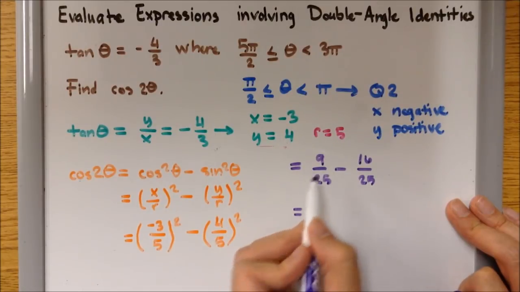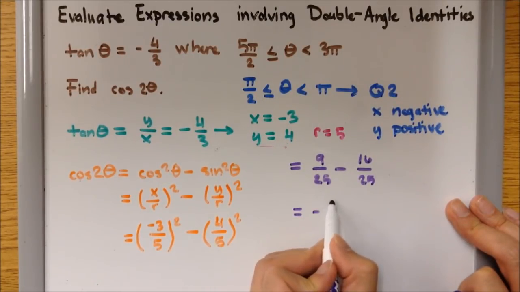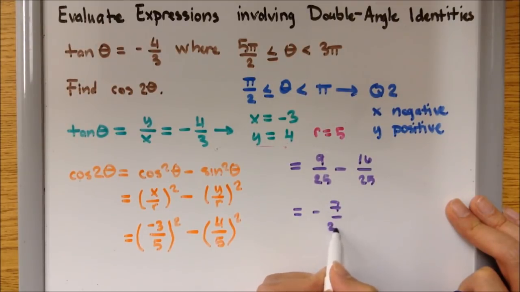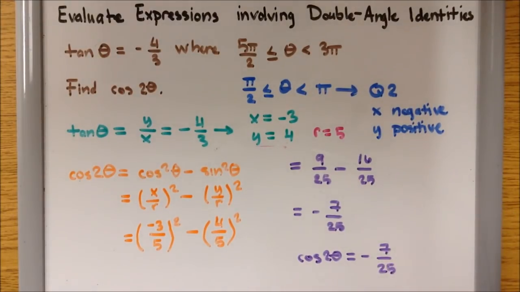And then I'm just going to simply do 9 over 25 minus 16 over 25, which will be negative 7 over 25. So therefore, cosine of 2 theta is equal to negative 7 over 25. And that right there is our final answer.